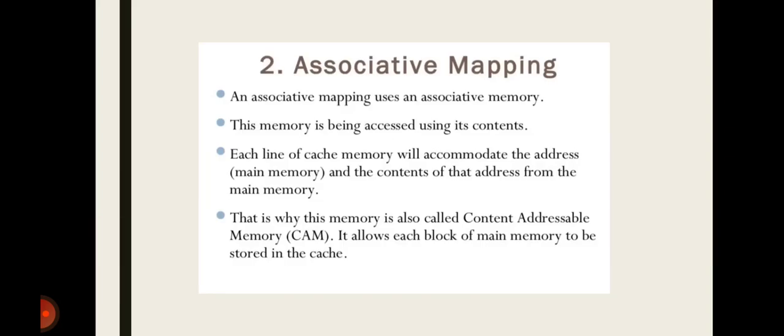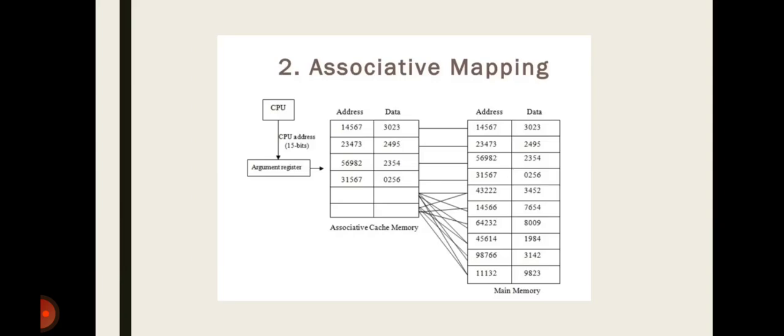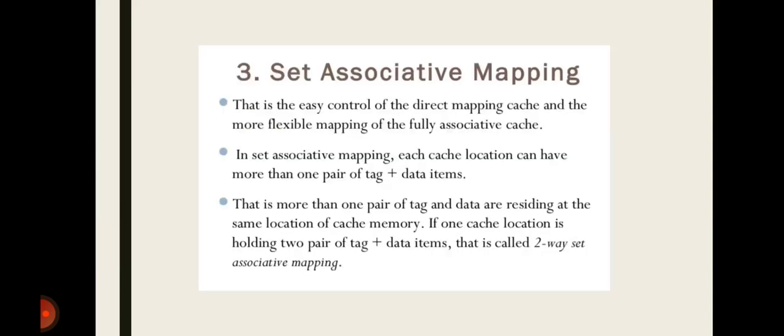Associative mapping. Associative mapping uses associative memory. The memory is accessed using its contents. Each line of cache memory will accommodate the address of main memory and the contents of the address from the main memory. That is why this memory is called content addressable memory (CAM). It allows each block of main memory to be stored in cache. And this is the example for associative mapping.